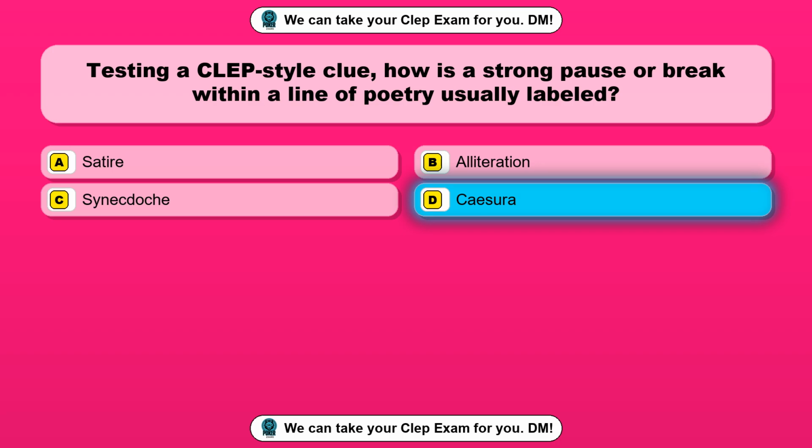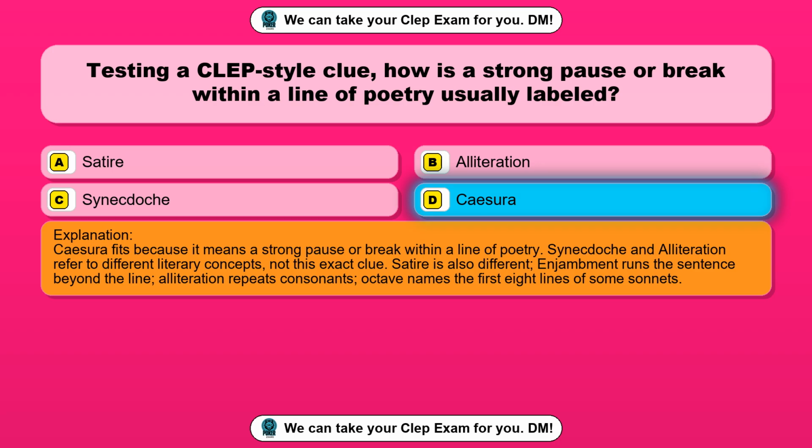Caesura. Caesura fits because it means a strong pause or break within a line of poetry. Synecdoche and alliteration refer to different literary concepts, not this exact clue. Satire is also different. Enjambment runs the sentence beyond the line. Alliteration repeats consonants. Octave names the first 8 lines of some sonnets.